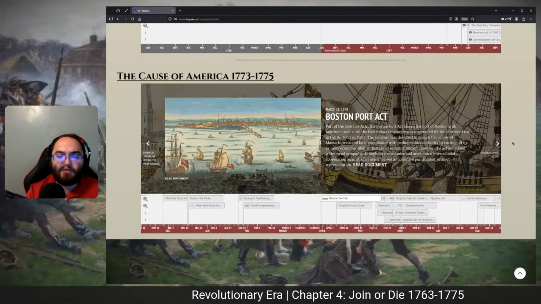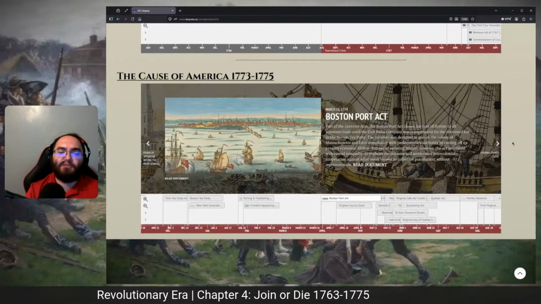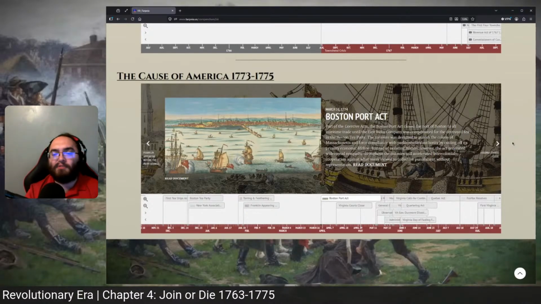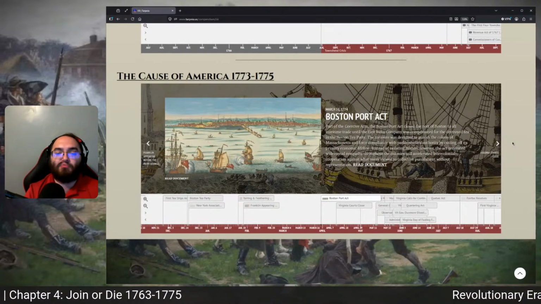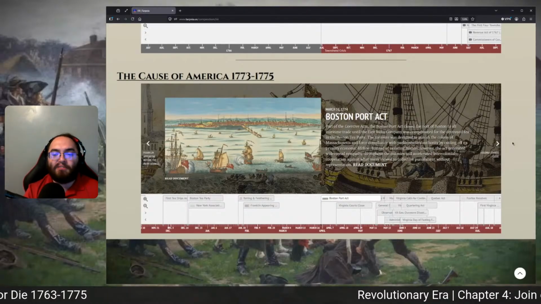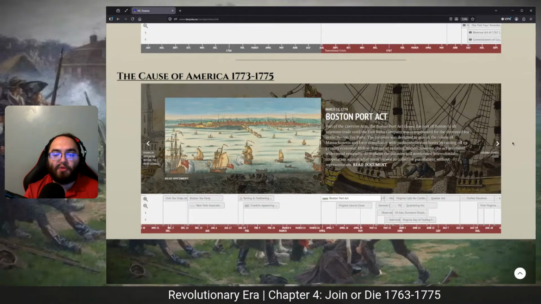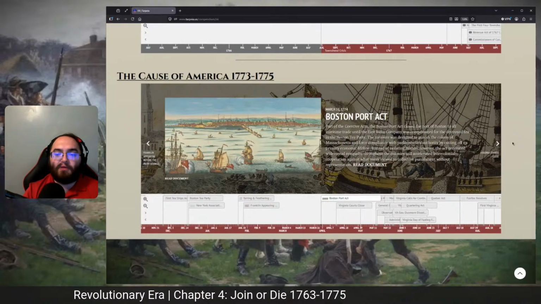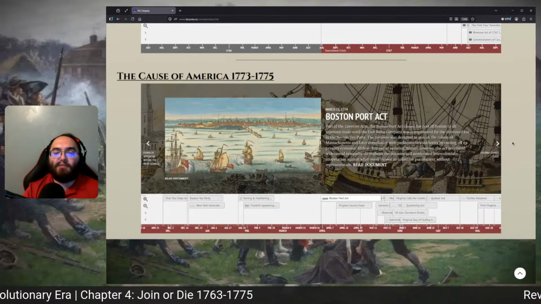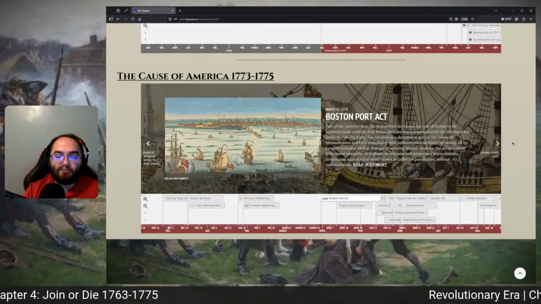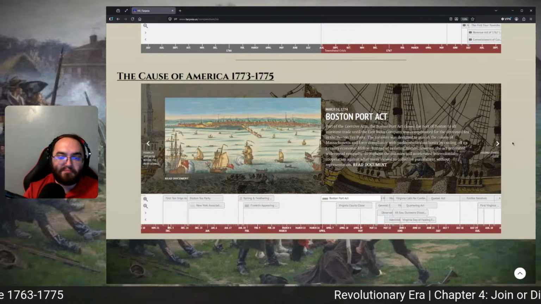The measure was designed to punish the colony of Massachusetts and force compliance with parliamentary authority by cutting off its primary economic lifeline. Instead of isolating Boston, however, the act generated widespread sympathy throughout the colonies and accelerated intercolonial cooperation against what many viewed as collective punishment without representation.